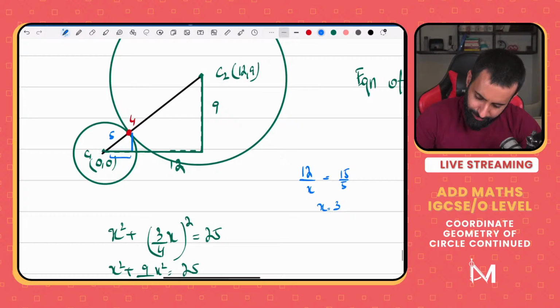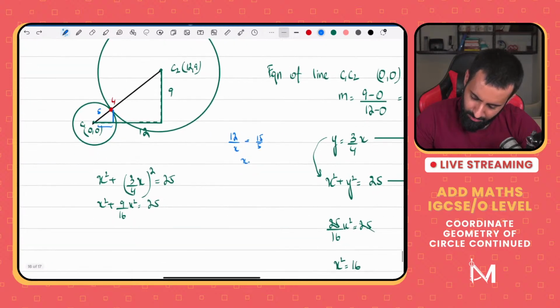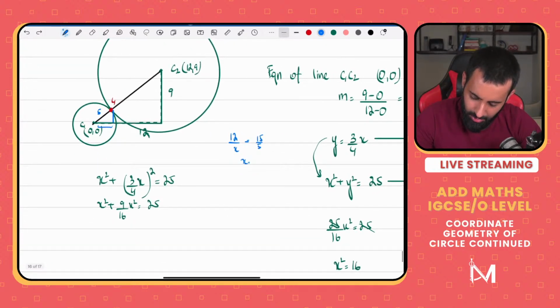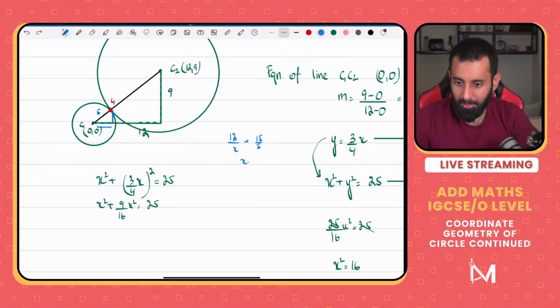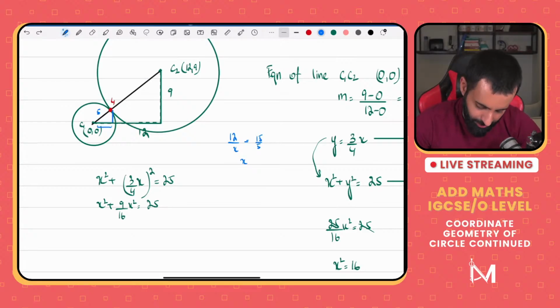That means, sorry, wait a minute, I think I've done something wrong. 12 upon 3. Just a second. Okay, no, never mind. Let me see if this method actually works. Just a second. It is add maths, I know. Oh yeah. Never mind.